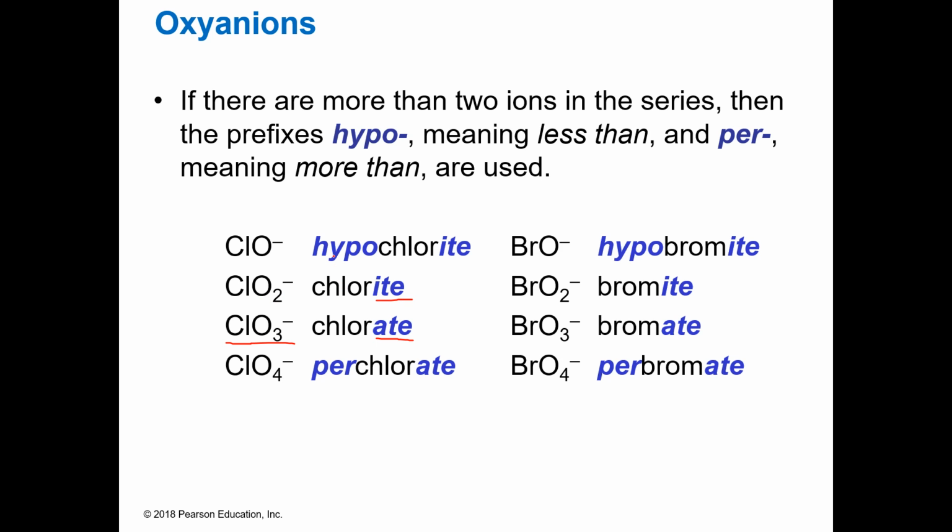If I lose another one, then I add hypo to it. ClO to the -1 is hypochlorite. And then if I go back to the base, but I add 1, it takes on per. So this would be perchlorate, ClO4 to the -1. And you'll see the same pattern here with bromate.